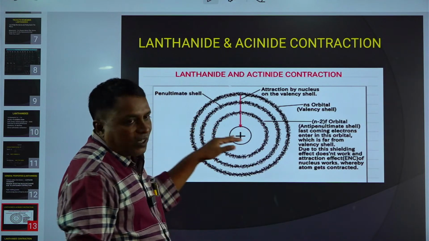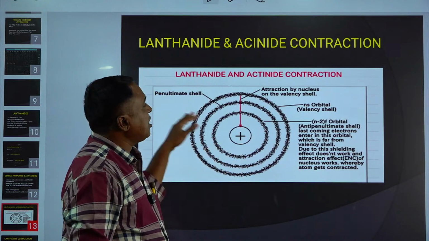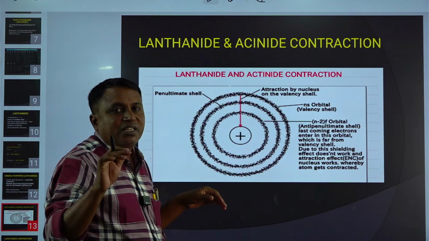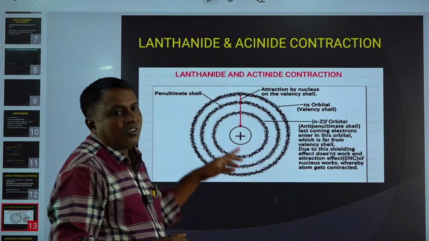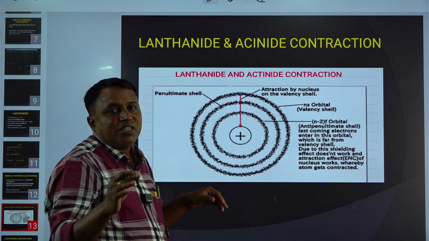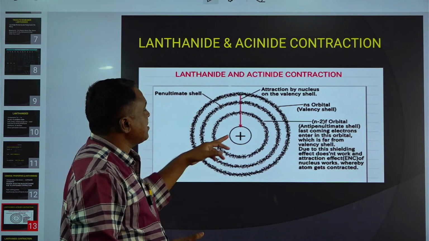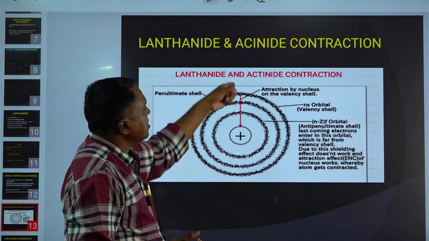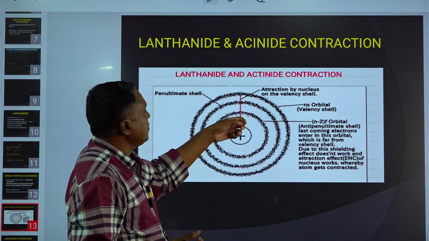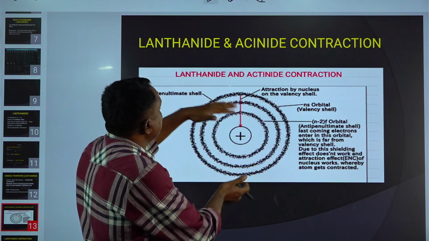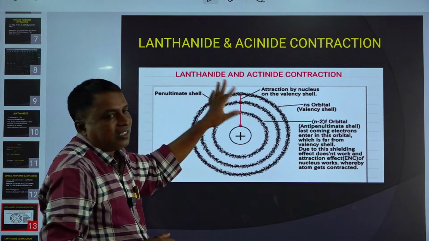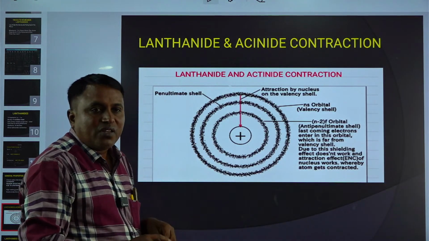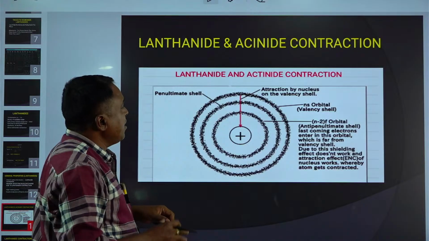Therefore, from left to right, what will happen now? From left to right, atomic radius decreases due to high effective nuclear charge. Left to right, effective nuclear charge gradually increases as the nuclear charge increases. Due to the increasing nuclear charge, the nucleus attracts the outer electrons into itself. Therefore, it will contract. So what is it called now? Lanthanoid contraction. So due to lanthanoid contraction, from left to right in lanthanoids, atomic radii gradually decrease.